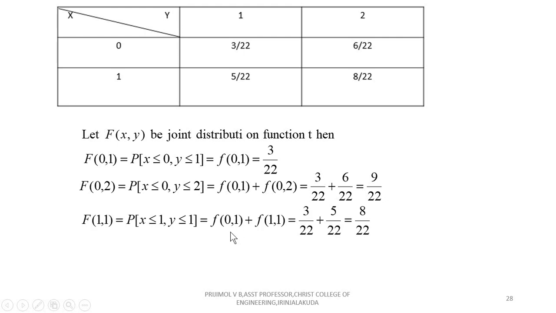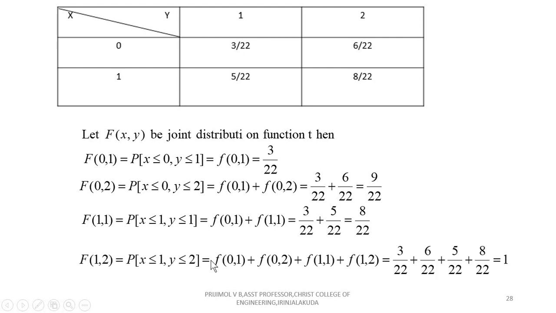F of (1, 1), that is maximum value of x is 1 and the maximum value of y is 1. You know the value of y starts from 1, 2, isn't it? Okay, so these are the values. Here x you can see it is from 0 and 1, but the value of y remains the same because 1 is the maximum value here in the distribution function. Okay, so add 3 by 22 and 5 by 22, so it is 8 by 22.